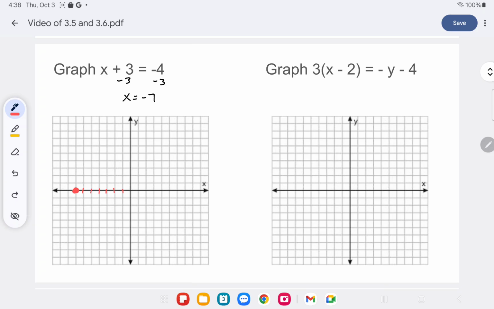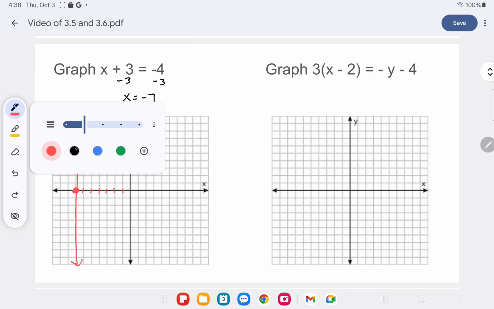Lines that have undefined slope are vertical lines. So this is the line x equals -7. It's x equals -7 because every point on this line has an x value of -7, like (-7, 3), (-7, 5), (-7, 8), and so on and so forth.